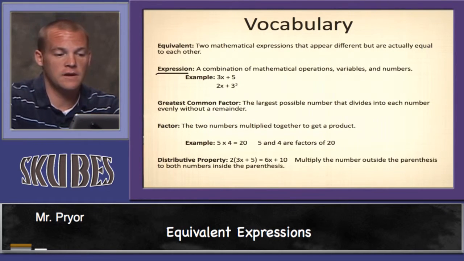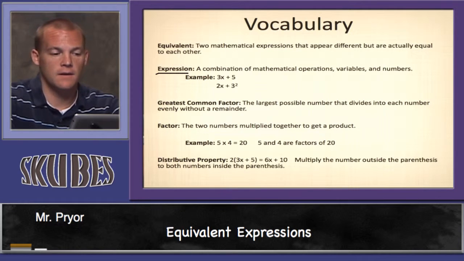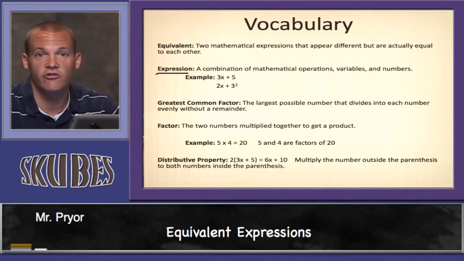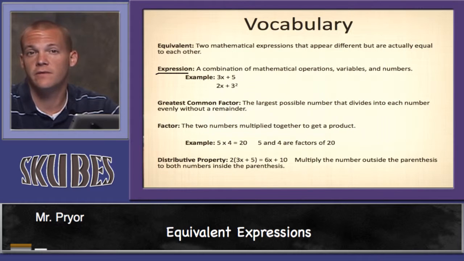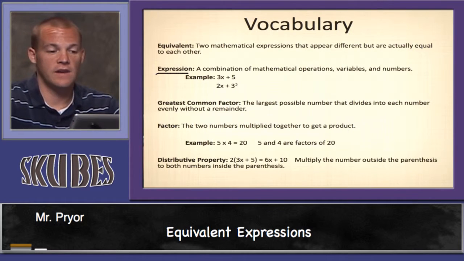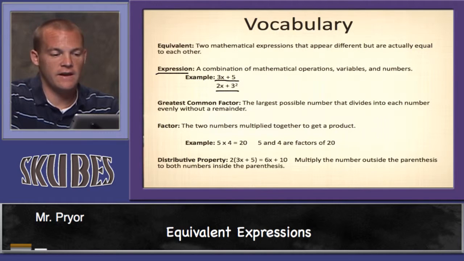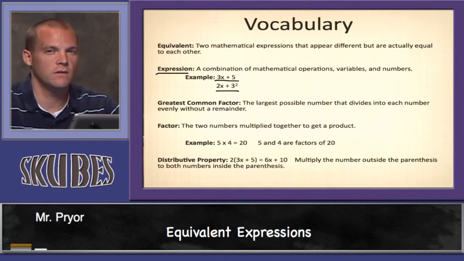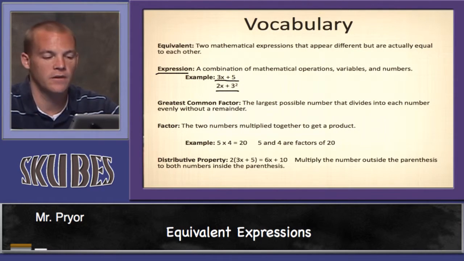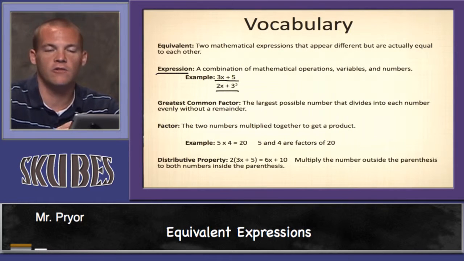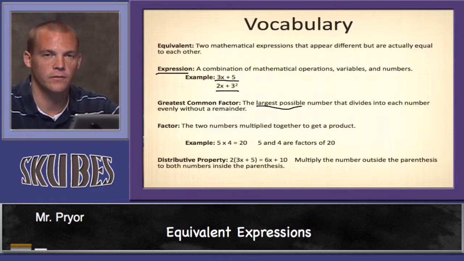The next term here would be expression. Keep in mind that an expression is typically a combination of variables, numbers, and operations. So in this case, you can see the examples below. 3x plus 5 and 2x plus 3 squared would be examples of expressions. Next, greatest common factor. That's something we will actually use today as we work through some of these problems we're about to do. And that's simply the largest possible number that divides evenly into two numbers without a remainder.